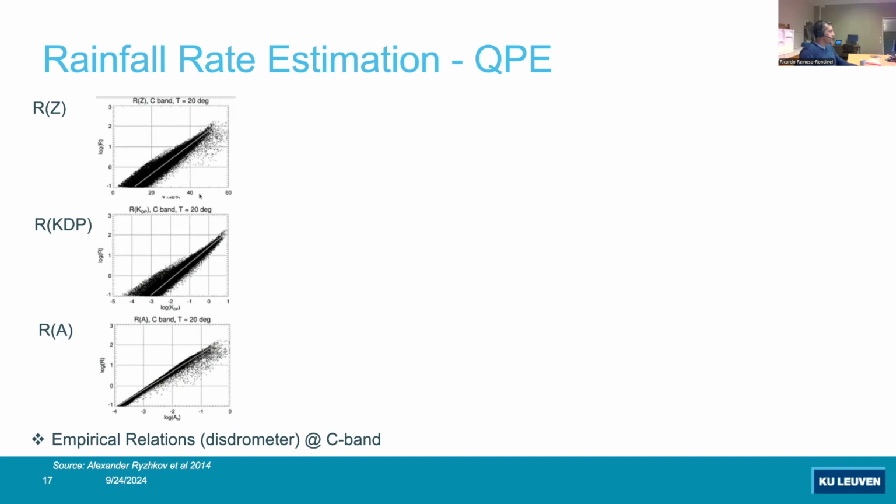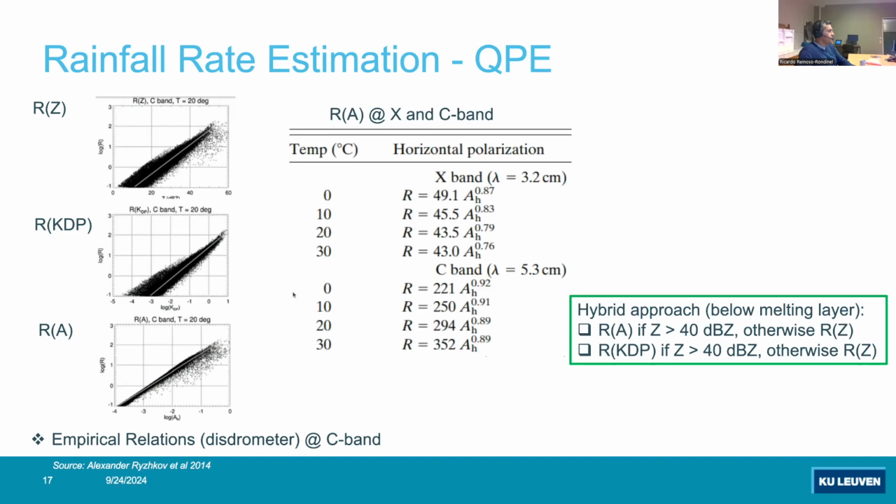This is at C-band frequency and a temperature of 20 degrees. Why did I say 20 degrees? Because it has been shown that there is some sensitivity to the temperature in order to do this fitting. So if we want to use specific attenuation, for example, we need to help the method a bit in order to minimize the impact of temperature on the fitting relationships.